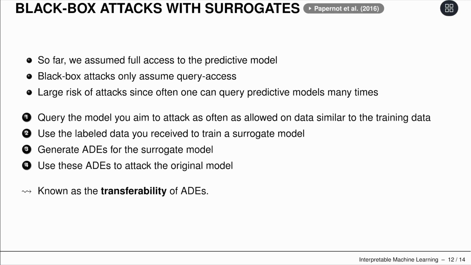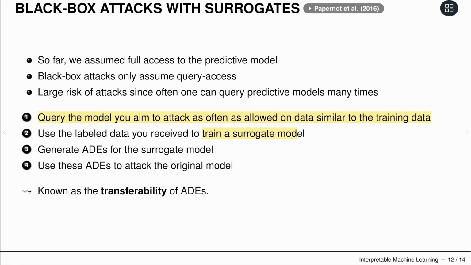So what you're doing is you query the model you aim to attack as often as allowed on data similar to the training data. Now you're starting to get some information about the machine learning model you would like to attack. You start to understand how the decision boundary maybe looks like, and using that data to imitate the machine learning model, which means you now train a surrogate model. Right, so you're doing it on top of the original machine learning model by simply querying that, simply trying to imitate that.